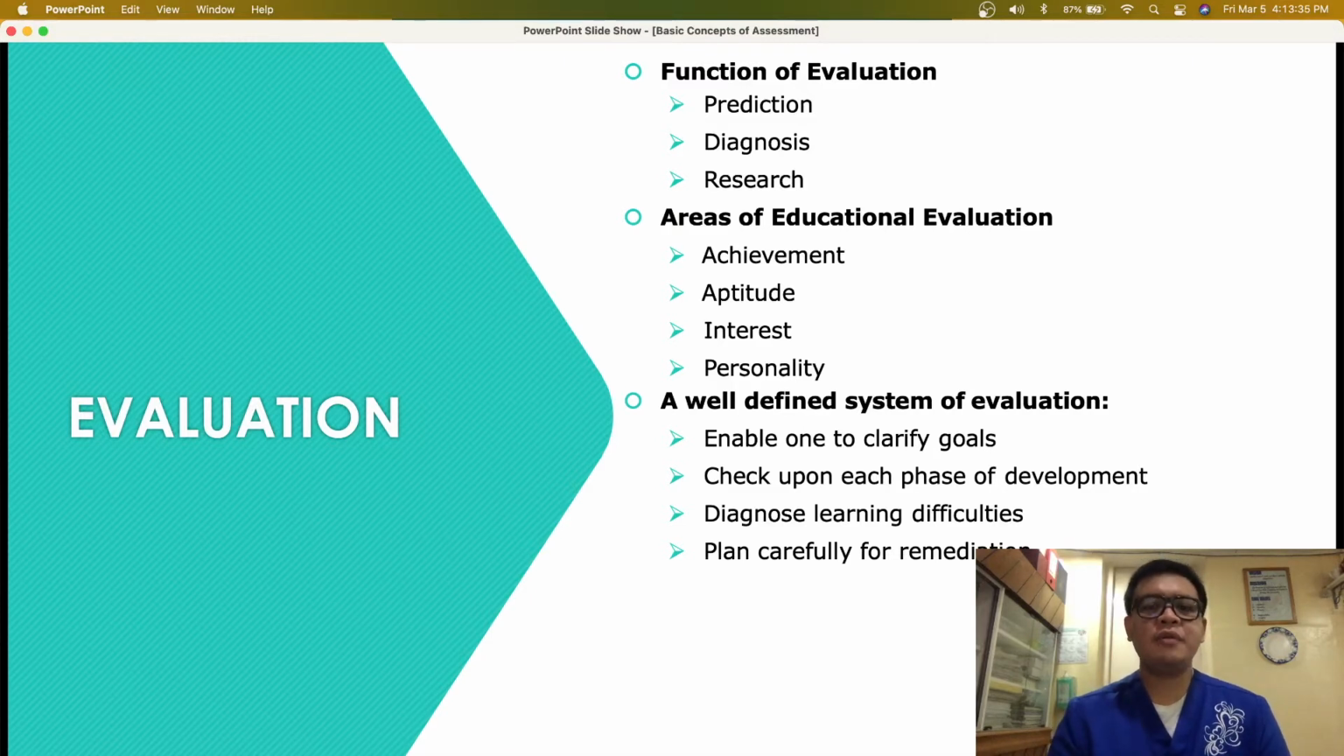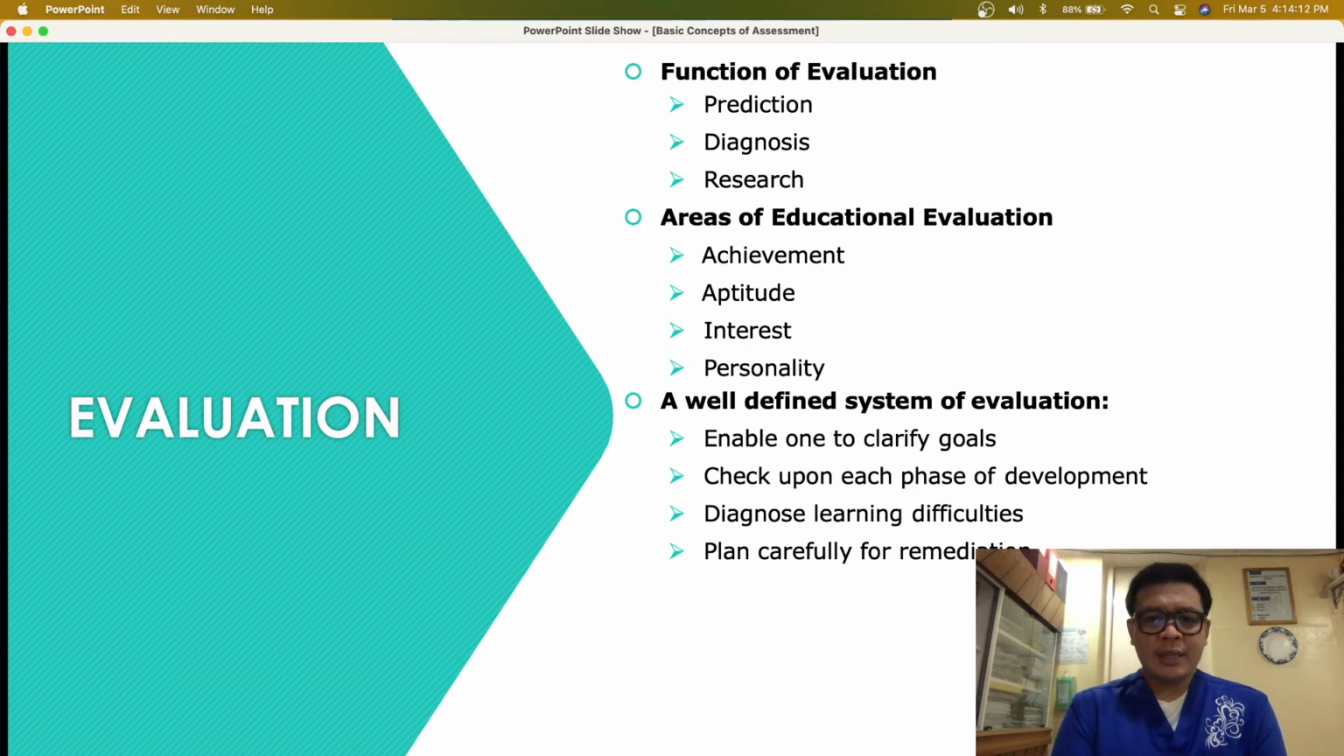So, functions of evaluation: we have prediction, diagnosis, and even research. Areas of educational evaluation include the achievement, the aptitude, the interest, and the personality. A well-defined system of evaluation enables one to clarify goals, check upon each phase of development, diagnose learning difficulties, and plan carefully for remediation.